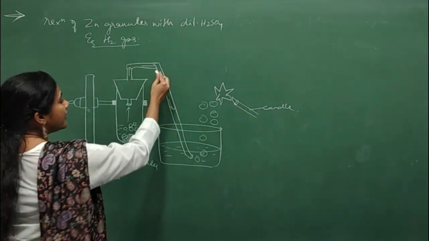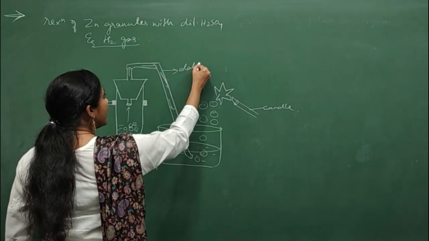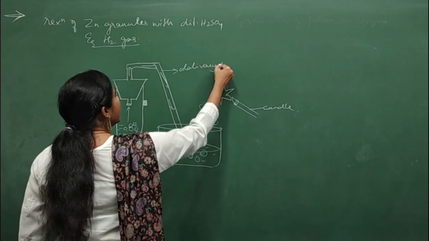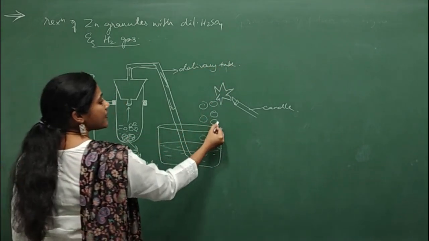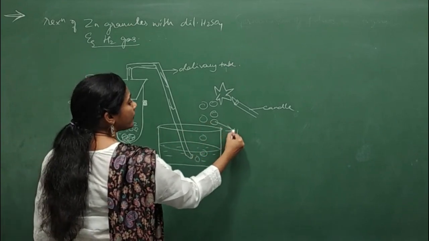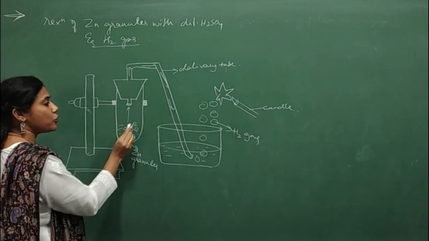They will ask you to label the delivery tube. So this is your delivery tube. They will also ask you to label the hydrogen gas. These bubbles are filled with hydrogen gas, and here also these bubbles are hydrogen gas.